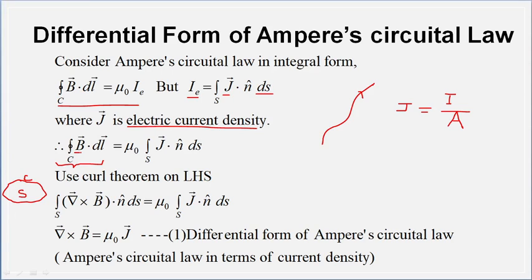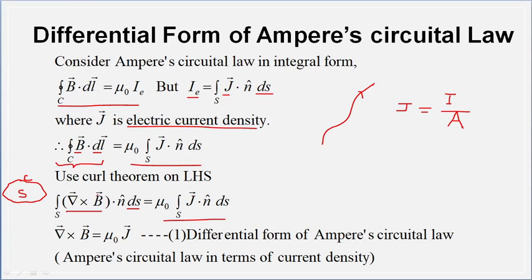Then this function, B is a function, becomes the curl of the function. The line integral becomes the surface integral, and the function becomes the curl of the function. Now for the line integral, the element is dl. For the surface integral, the element is vector ds, and vector ds is written as the unit vector into the magnitude. So this we have written. Okay. Now, the other side is written as it is.